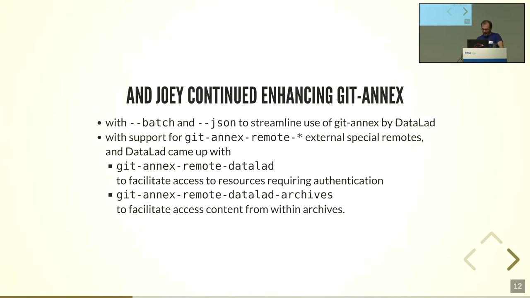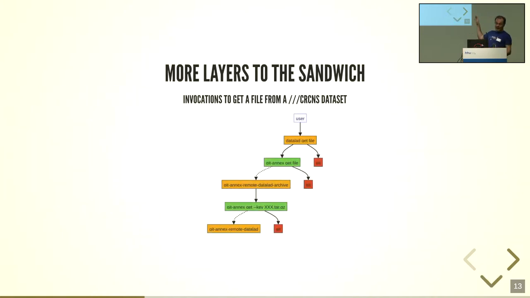So instead of that simple picture, now for a user to get the file, what came into the sandwich: datalad get file calls git-annex get file, that one calls git-annex remote datalad-archive, which gets the archive, and then it calls git-annex remote datalad to get an authenticated tarball connection. So through establishing those standard mechanisms to interface, we created this abomination, but it solved our problem, right? So again, baby steps. But overall, it provided a solution which is modular enough so we could just mix and match and accomplish the deal for most of the projects which we worked with.